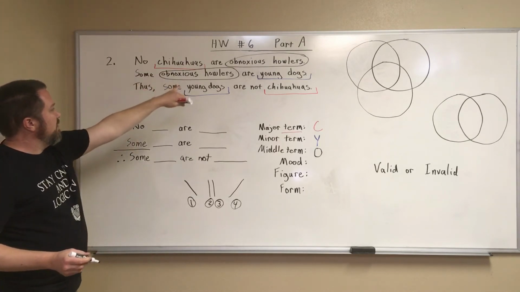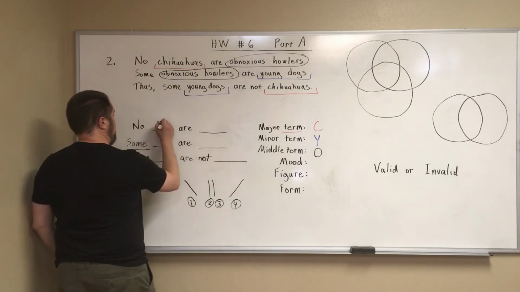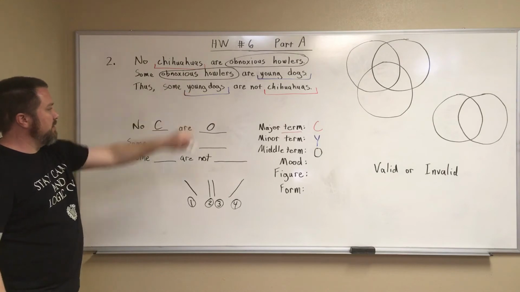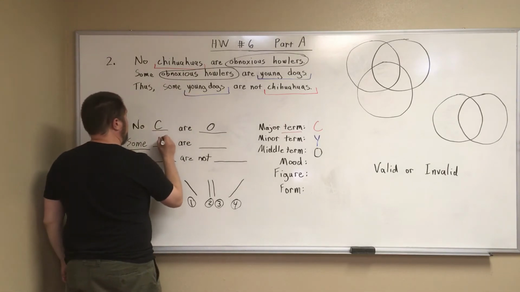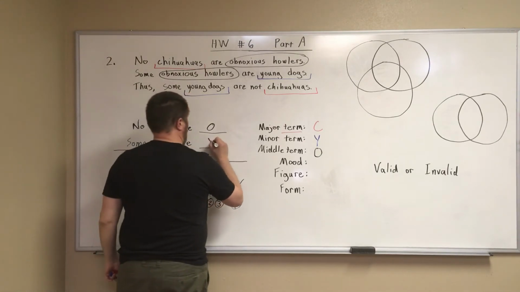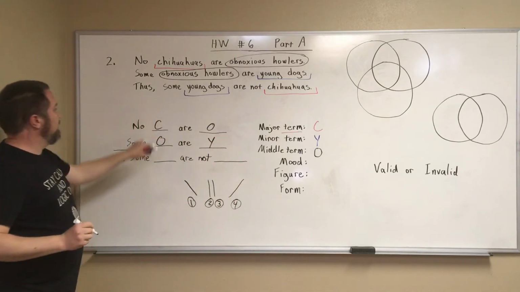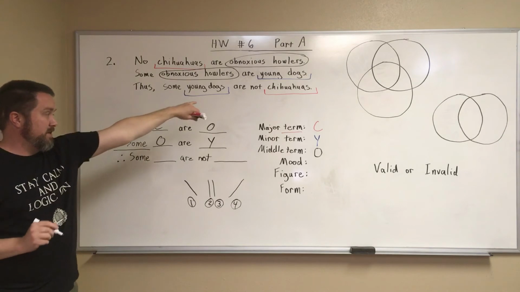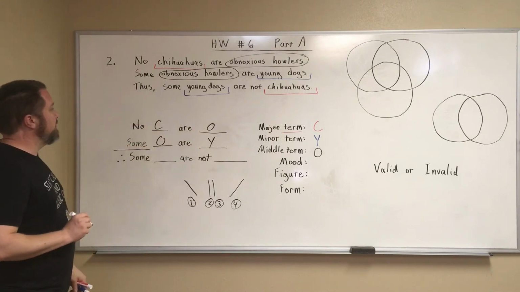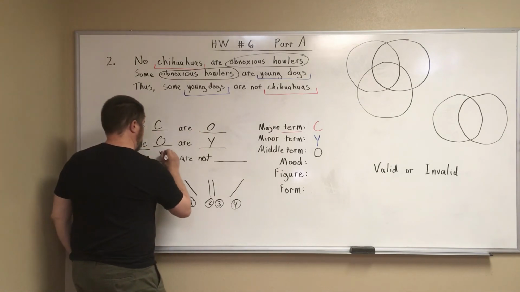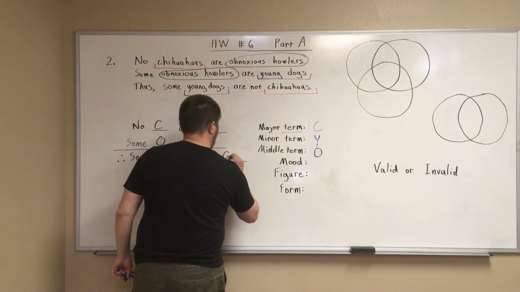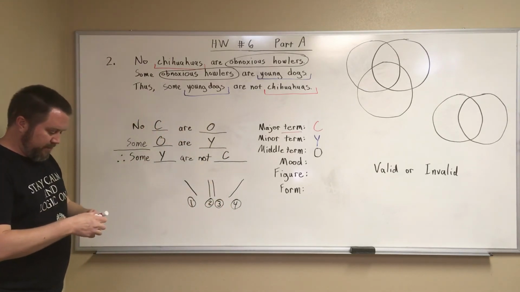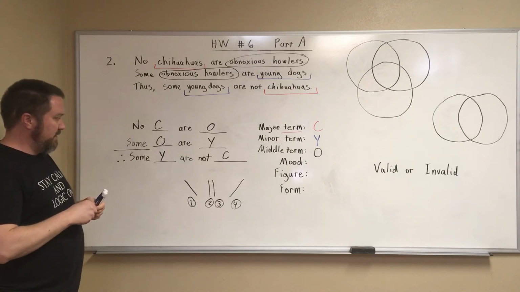No chihuahuas are obnoxious howlers. So no C are O. Some obnoxious howlers are young dogs. So some O are Y. And then some young dogs are not chihuahuas. It will be important to recognize that "not" later on. So some Y are not C. All right, so let's look at the mood and the figure to get the form.